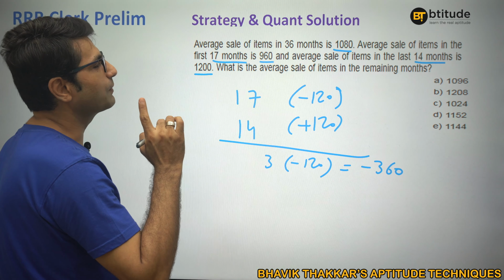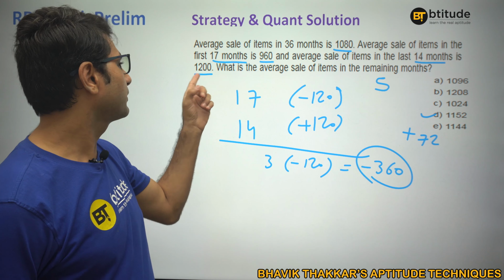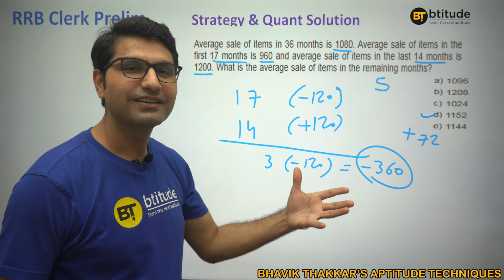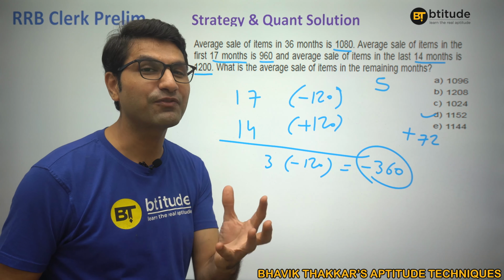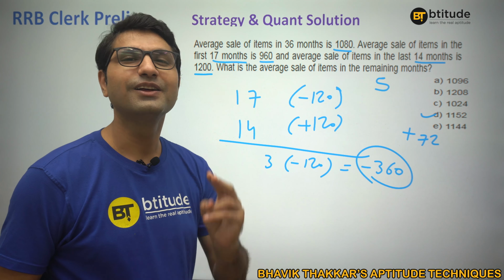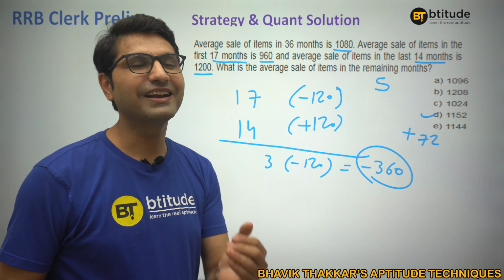So this is how you should be able to think. You should know these kinds of shortcuts, then it would be easy. Otherwise you would end up with 36 multiplied by 1080 is equal to 960 multiplied by 17 plus 14 multiplied by 1200 plus x, and then that x, whatever you get, divided by 5 will be your average. It's going to take lots of time. What if you don't know these kinds of strategies? You are helpless. That efficiency is the second step which is critical to succeed in any competitive exam.